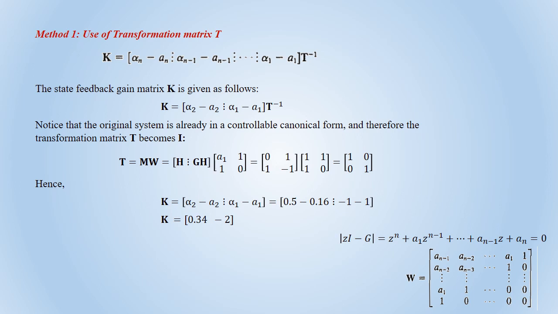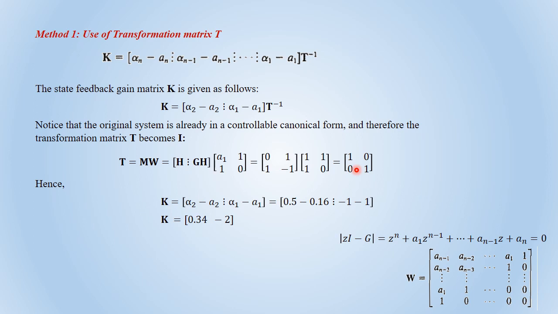T is equal to M into W, where M is the controllability matrix which has the specific form [H GH] in this case, and this W has one specific form that I have given at the bottom right corner of this screen. Here a1 to a n minus 1 are the coefficients given by the characteristic equation of the system, zI minus G, and for n is equal to 2 in this case, W is [a1 1; 1 0]. So this is the form of W, and if we substitute the values and multiply these two matrices, it will come out to be the identity matrix.